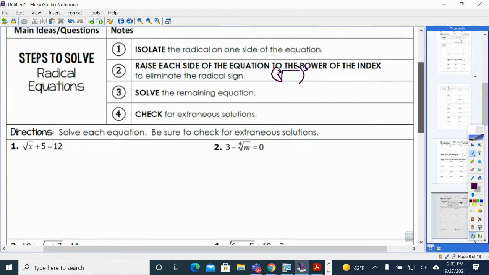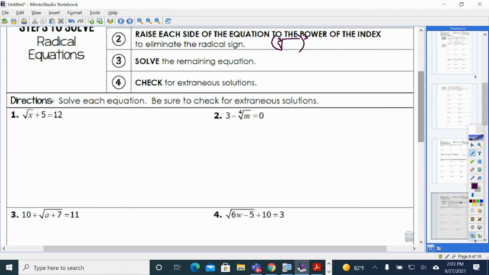So let's look at example number 1. Example number 1 says the square root of x plus 5 is equal to 12. And the directions are going to tell us to solve each equation and then be sure to check for extraneous solutions. So the last step, check for extraneous solutions, is also an important step to make sure that you're doing, because in the process of raising both sides of an equation to an even power, we can create solutions that didn't exist in the beginning.